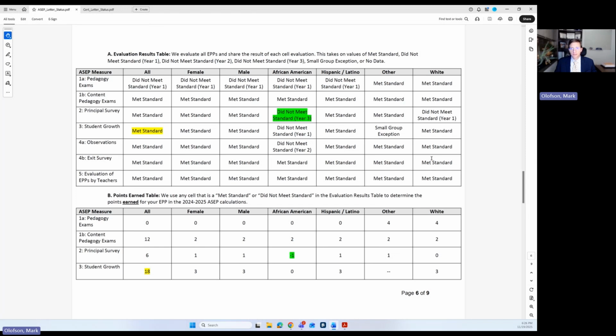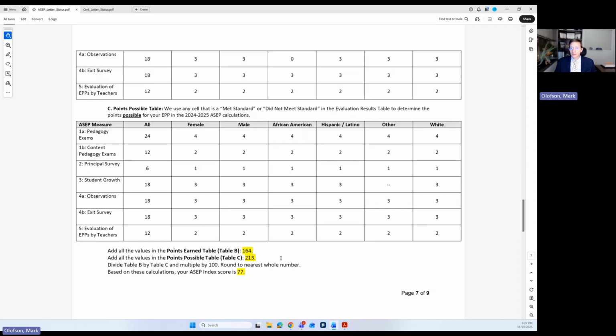For example, this program met the standard, which is a value of 1, for the student growth measure, which has a weight of 3, for the all group, which has a weight of 6. 1 times 3 times 6 is 18, as you see here. Alternatively, this program did not meet the standard for the third consecutive year, a value of -1, for the principal survey, a weight of 1, for the African American demographic group, a weight of 1. -1 times 1 times 1 is -1. You can see that here.